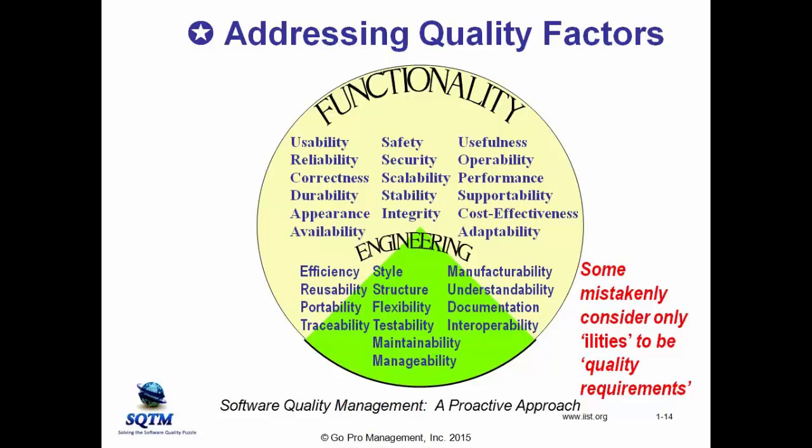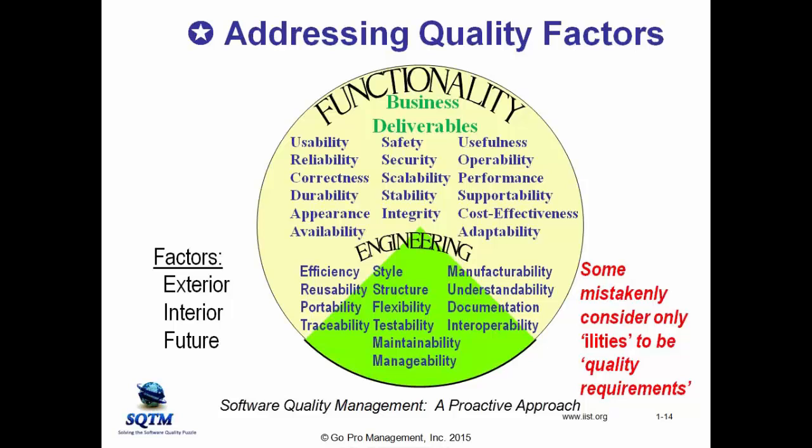And some people refer to these, the quality factors, as quality requirements. And that's also a mistake, because the biggest element of quality is the business deliverables, the application functioning, not the illities, but what it actually does.